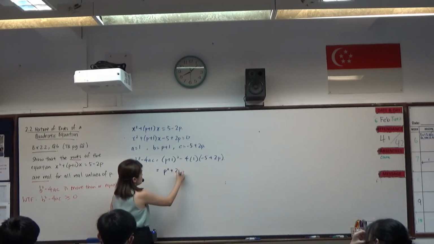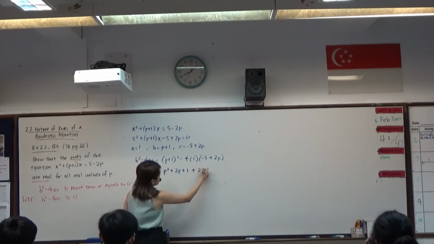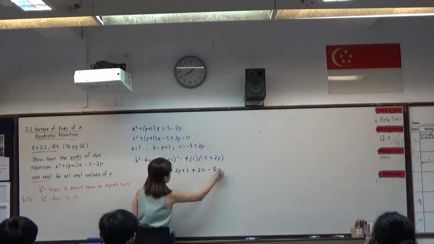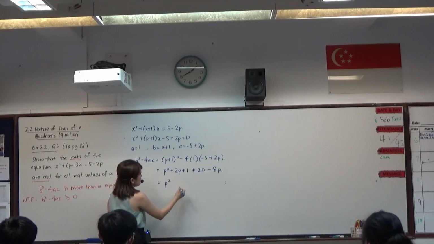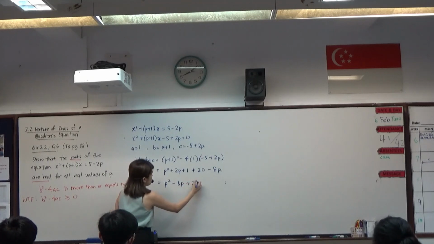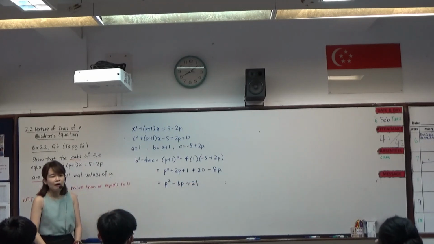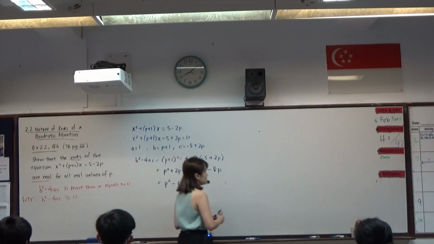P squared plus 2p plus 1. Then minus and minus is positive 20, minus will be 18. And then we arrive at p squared, 2p minus 8p is negative 6p plus 21. How are we going to justify that this is going to be more than or equals to 0?